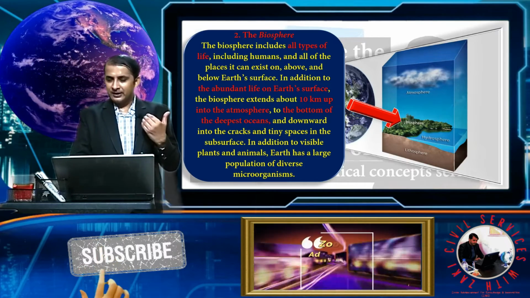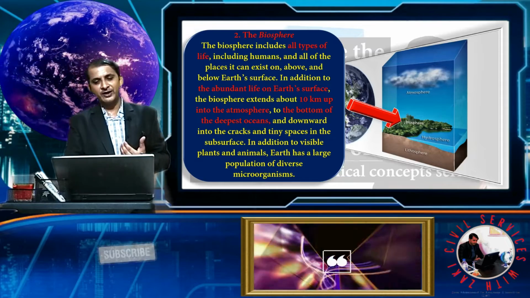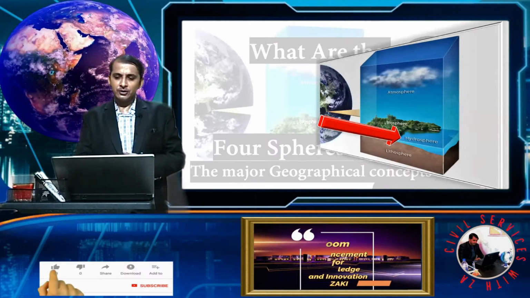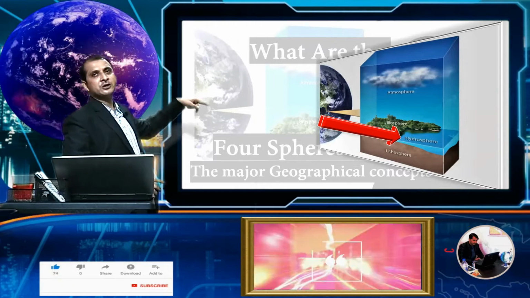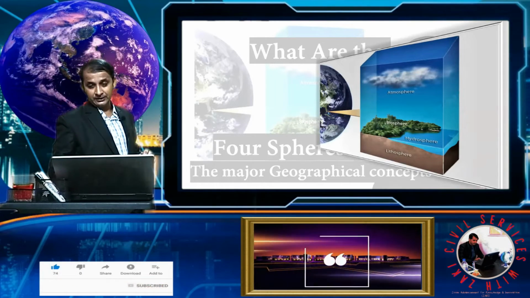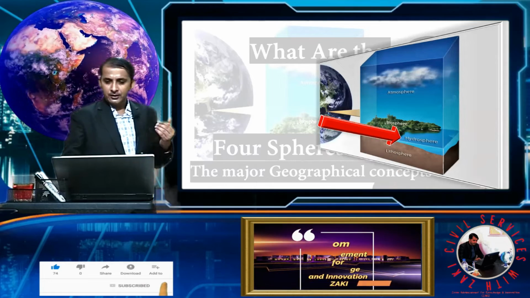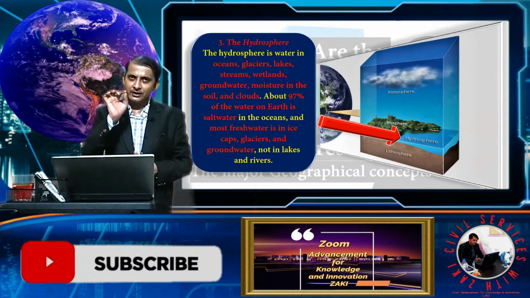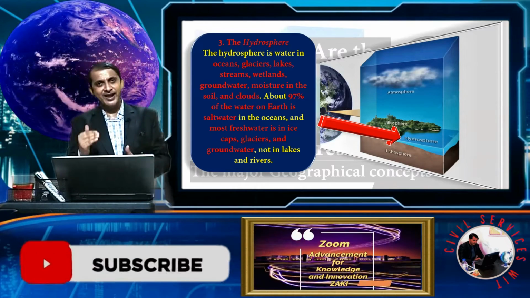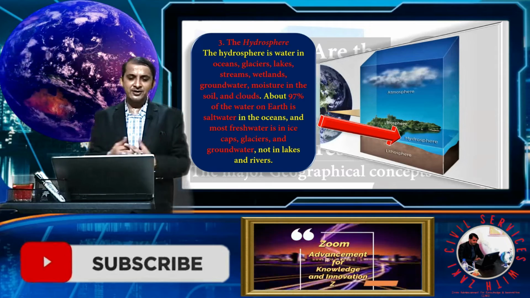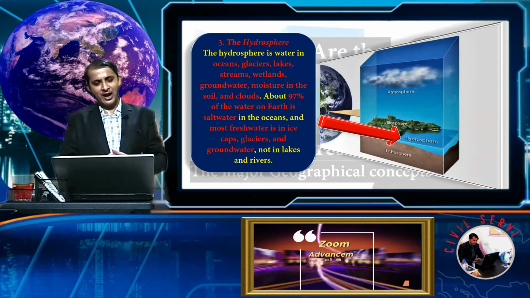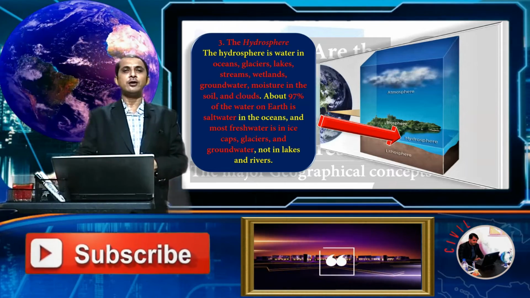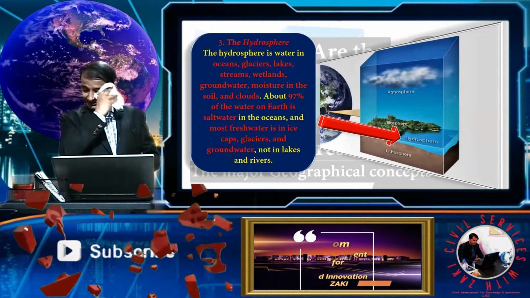So we move to the third sphere, and the third sphere is the hydrosphere. See here, after the biosphere it is the hydrosphere. So what is the hydrosphere? The hydrosphere is the water in the oceans, glaciers, lakes, streams, wetlands, groundwater, moisture in the atmosphere, moisture in the soil, and moisture in the clouds. All are included in the hydrosphere.